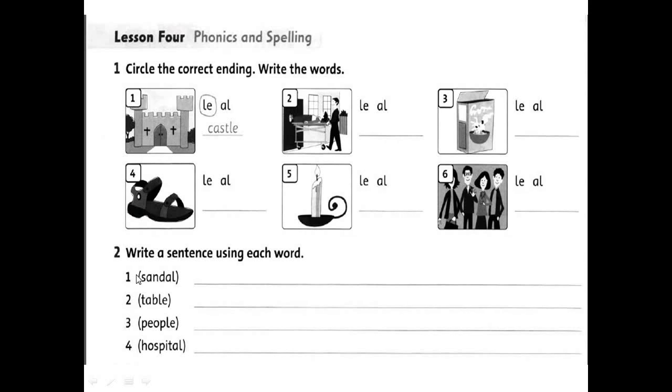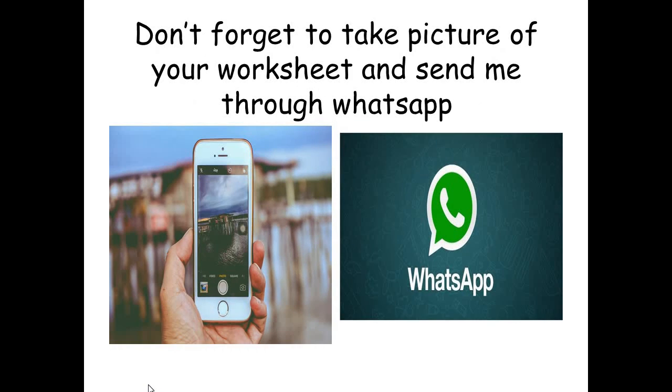Next, part 2. You have to write a sentence using each word like usual. Okay, you have to write the sentence. It's up to you. Use this word. If you don't know the meaning of the word, you can find it in your dictionary, and don't forget to make good sentences. You have to make a sentence with sandal, table, people, and hospital. Okay, that's all.